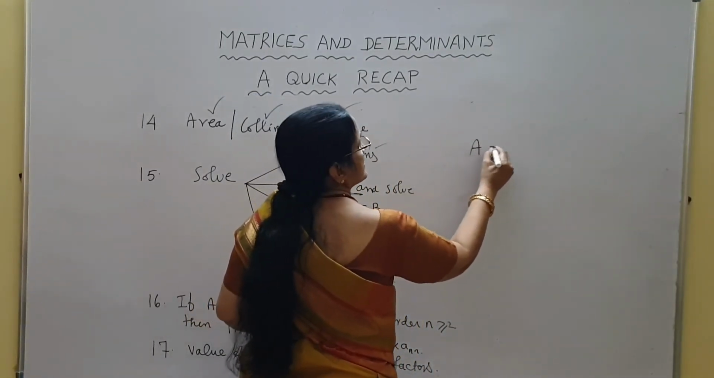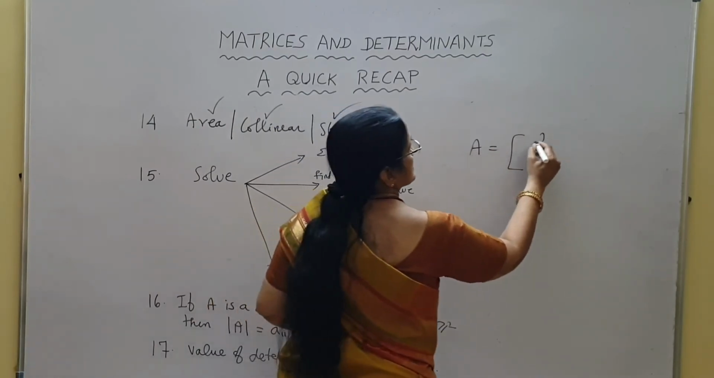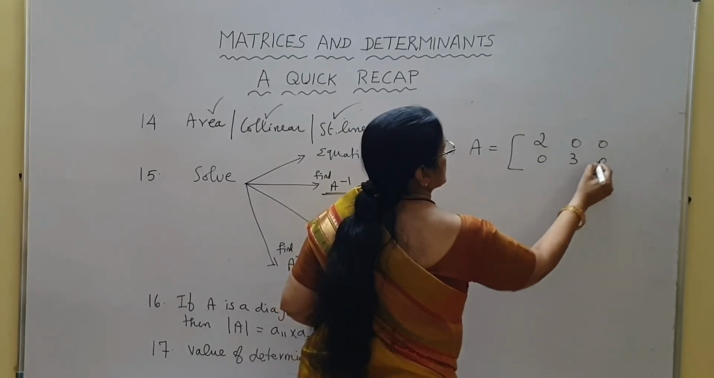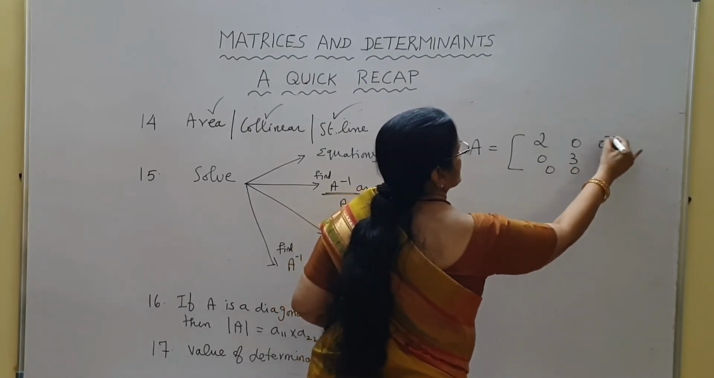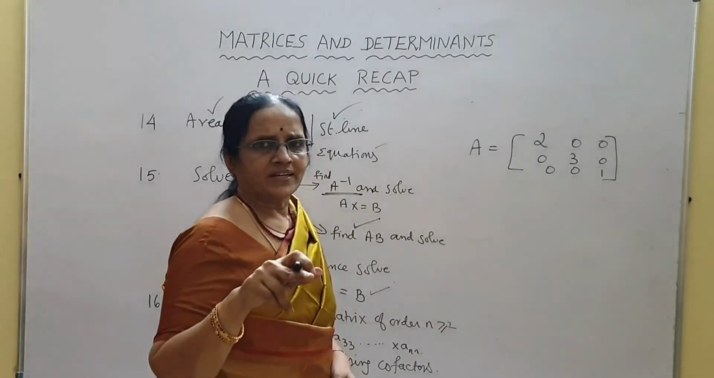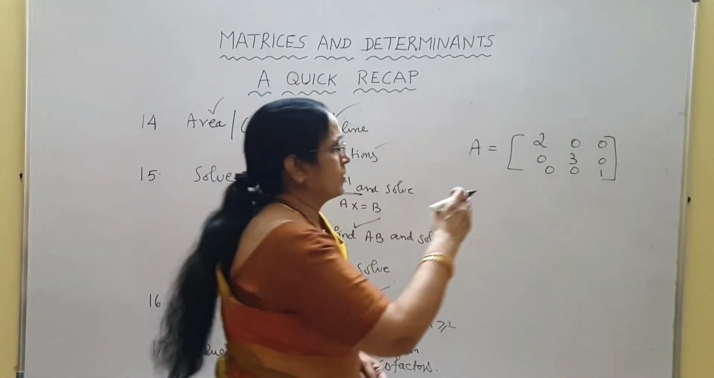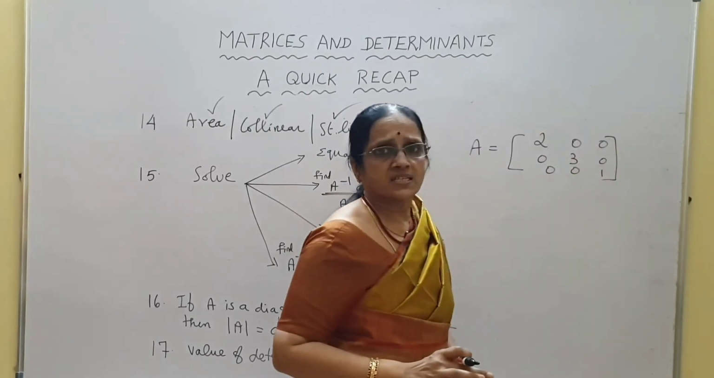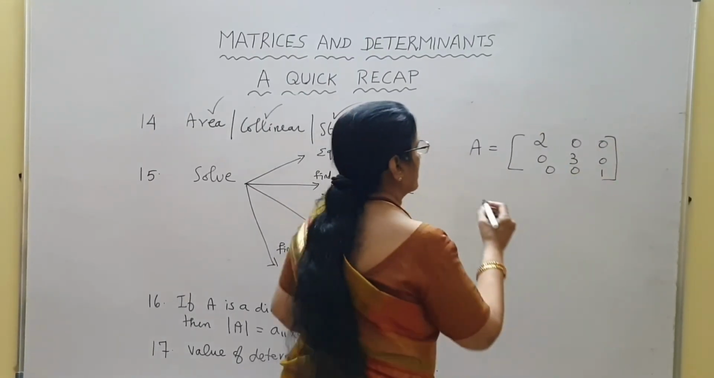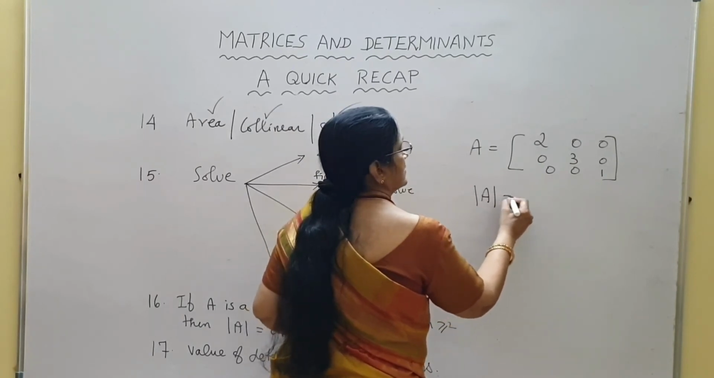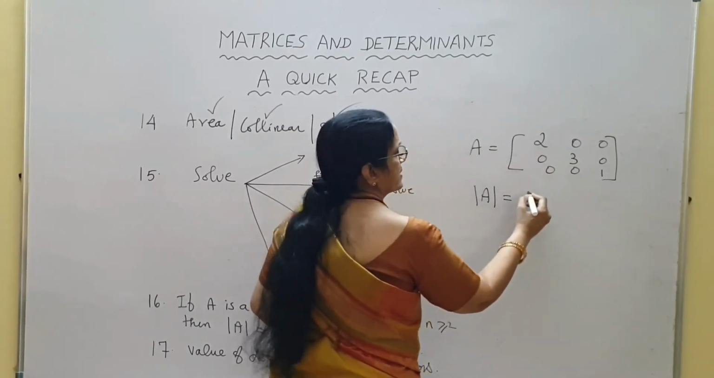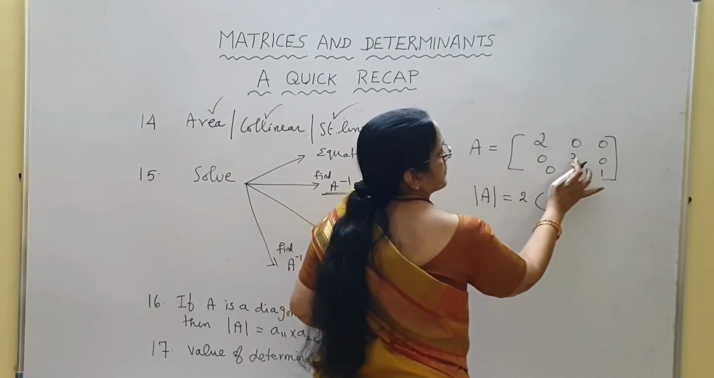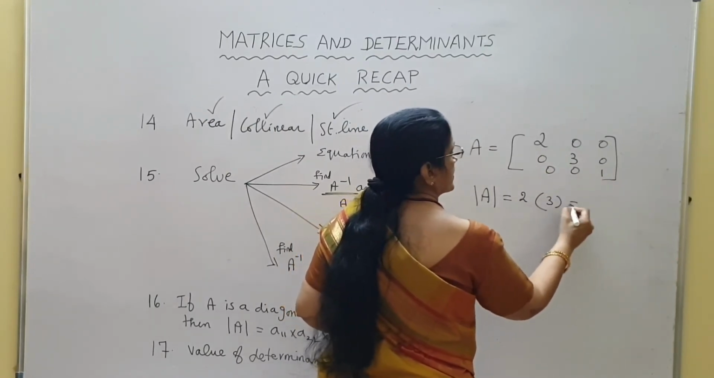Suppose the matrix A is a diagonal matrix given as 2, 0, 0, 0, 3, 0, 0, 0, 1. For a diagonal matrix, just now I told you, you will have only the main diagonal elements. All other entries will be 0. Now, what will happen to the determinant of A? Normally, if you expand it through the first row, it is 2 into the product of 3 into 1, which is 3, so you are getting 6.